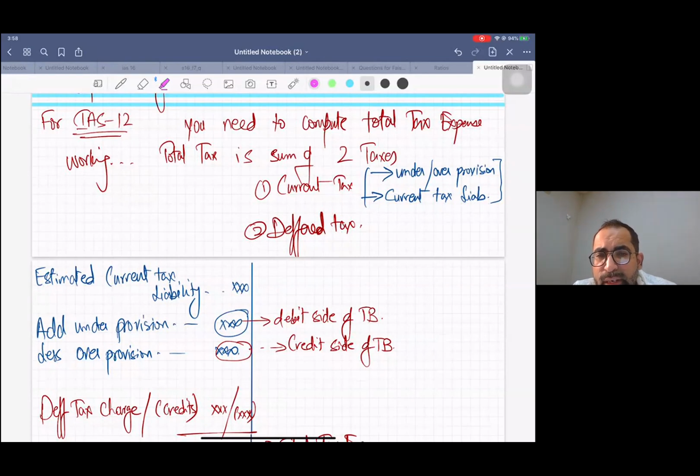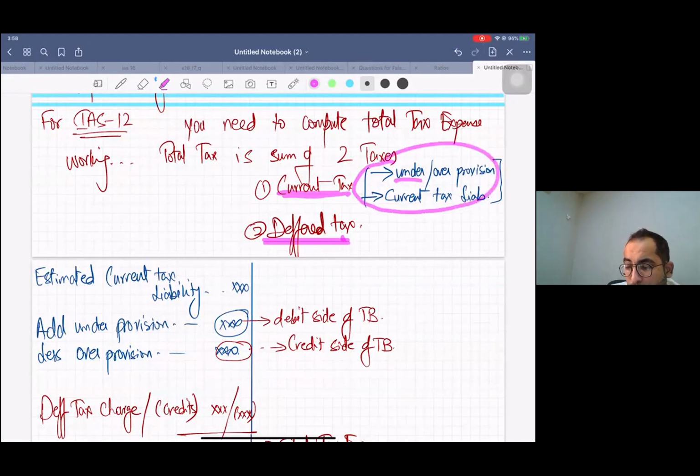In the income statement after PBT, you have to book tax expense. This tax expense is basically the combination of current tax and deferred tax. Whatever tax expense you report in the income statement is basically the combination of current tax and deferred tax. That is total tax. And hope you remember, in current tax you normally do two workings.